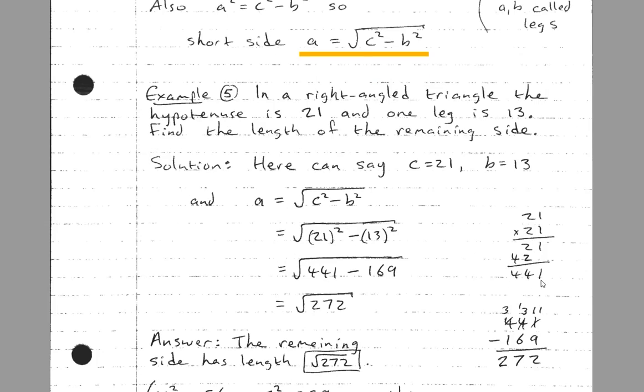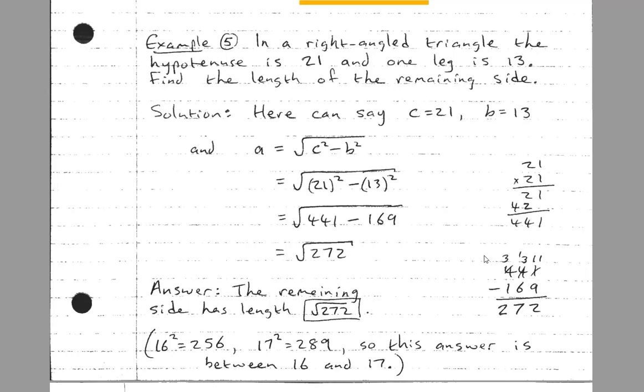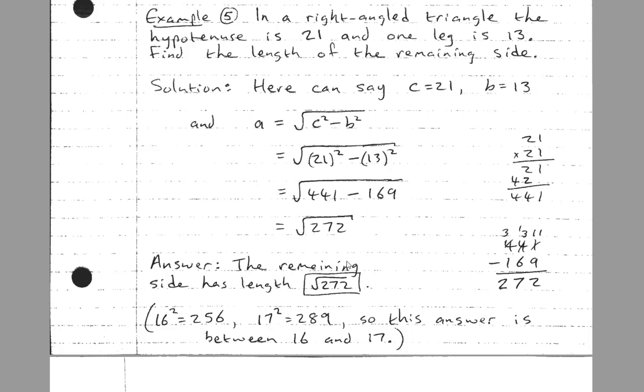21 squared is 441. 13 squared, I knew that one, that's 169. Subtract: 441 minus 169. Borrowing, that's 272, if I did it right. And that's the answer. So a is the square root of 272. Writing out the answer, the remaining side, the side we're looking for, has length the square root of 272.